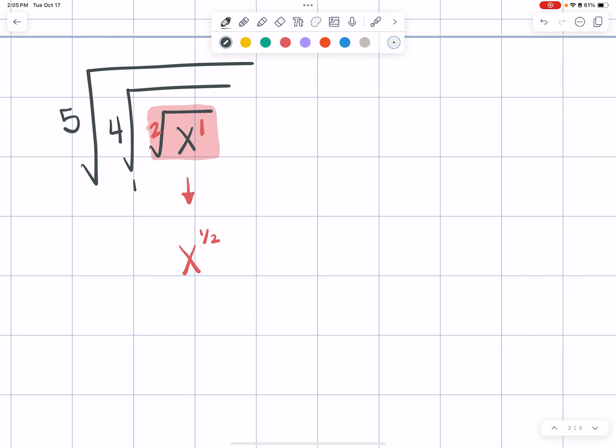I'm then going to drop down the next symbol. So I'm just working from the inside out. Well, now I can simplify this as, keep my base, x, but now I've got 1/2 over 4. So I've got x to the 1/2 over 4. And you can use a calculator to type that in, but 1/2 divided by 4 is going to give me 1/8.